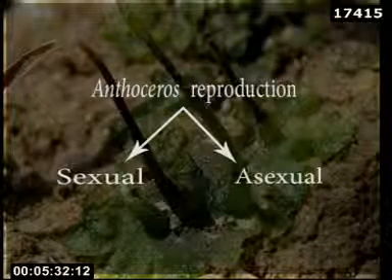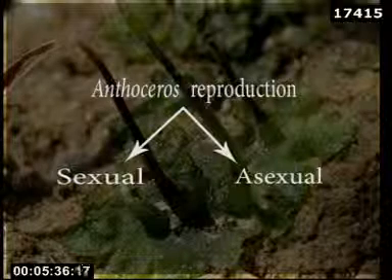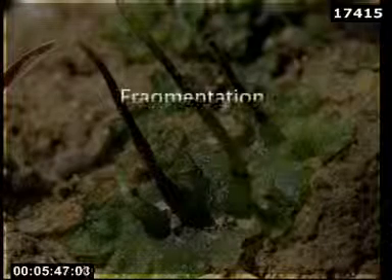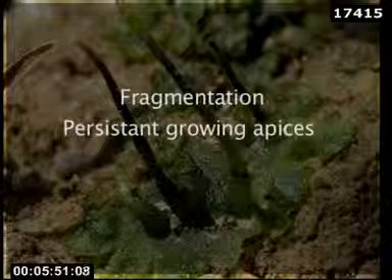Now let's try to know something about its reproduction. Anthoceros reproduces by sexual and asexual means. Asexual reproduction usually takes place by tubers, which are able to withstand unfavorable conditions. Other means of asexual reproduction include fragmentation, persistent growing apices, and apospory.